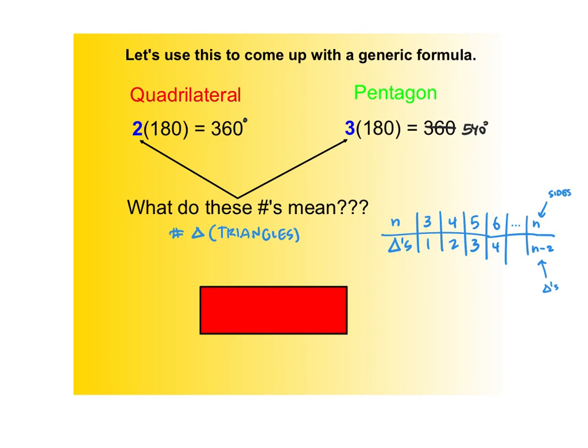Okay, so if I wanted to know the sum of the interior angles, that's what that notation there is going to mean, sum of the interior angles. I would take the number of sides minus 2, which gives me the number of triangles, times 180. Okay, so n is the number of sides, and minus 2 is the number of triangles within that shape. All right, let's utilize that.